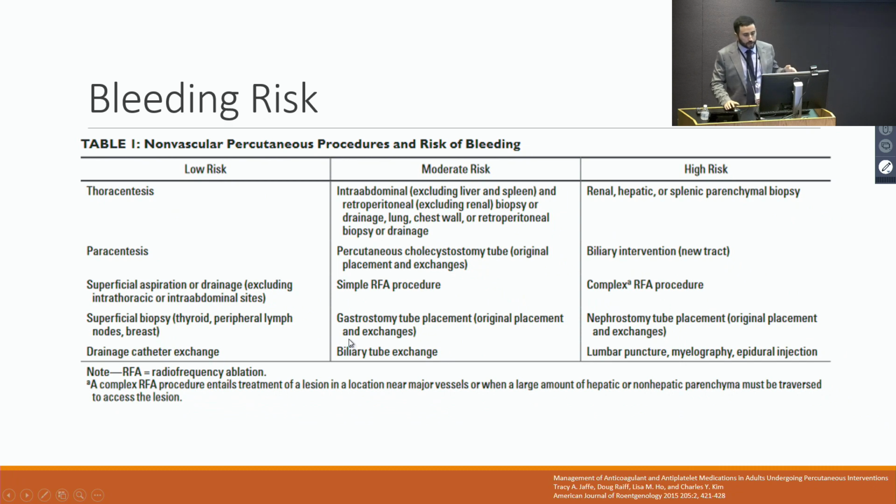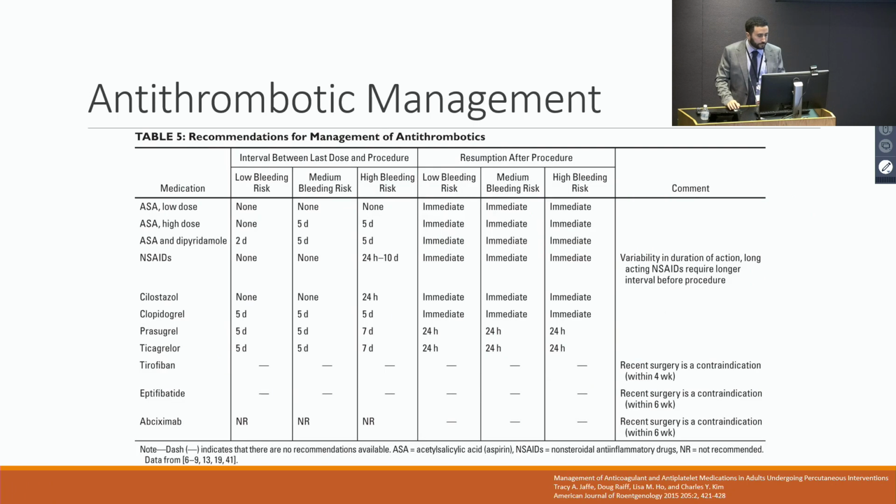Again, one quick thing I also do want to talk about before we get into the procedures is bleeding risk. We stratify bleeding risk in interventional radiology as low, moderate, or high. The high-risk procedures are the ones where we start to worry about whatever antiplatelet or anticoagulant the patient is on. Those are usually arterial procedures or procedures that I do in the liver or kidney, or maybe even the spleen.